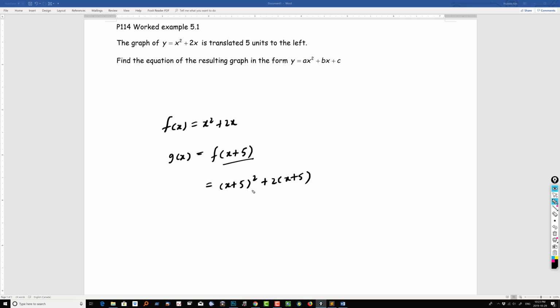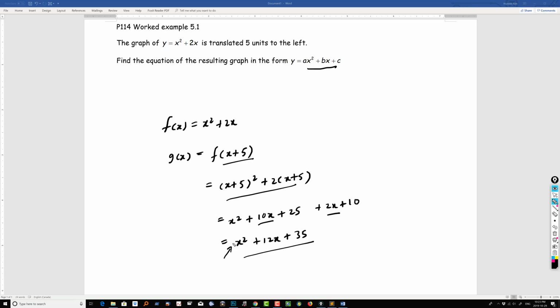Okay, so that's our new graph, and all we have to do to get into this form here is to expand it out. It's going to be x squared plus 10x plus 25, and we have here plus 2x plus 10. x squared, we're going to gather the x's, plus 12x plus 35. So as you can see here, this is the final answer. Our a value is 1, our b value is 12, and our c value is 35.